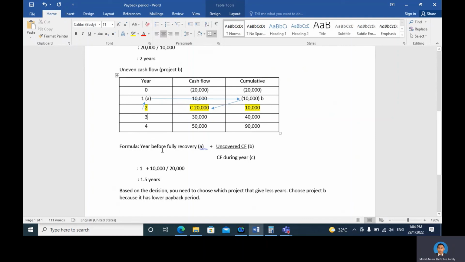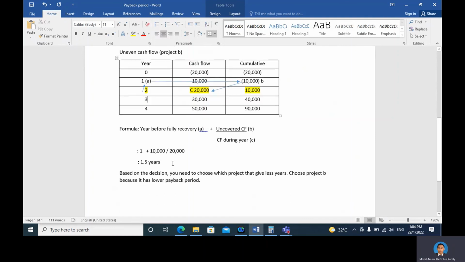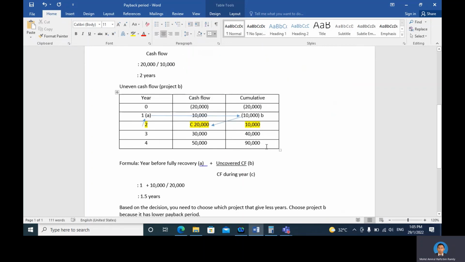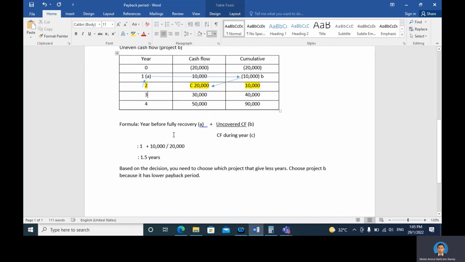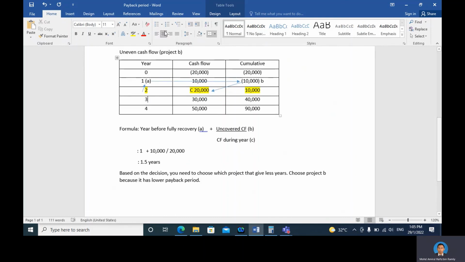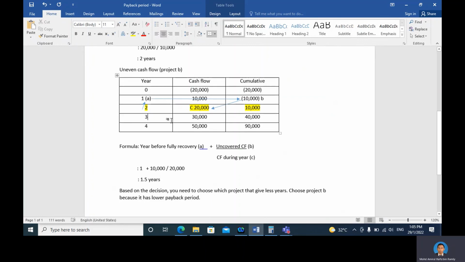So how to make a conclusion? Based on the decision making, you need to choose which project gives fewer years, meaning the fastest to complete the project. So based on the answer here, we choose project B because it has lower payback period. Right? So try to look back at the calculation. Alright, so please refer to the module. Okay, I hope that you will understand our topic for today.